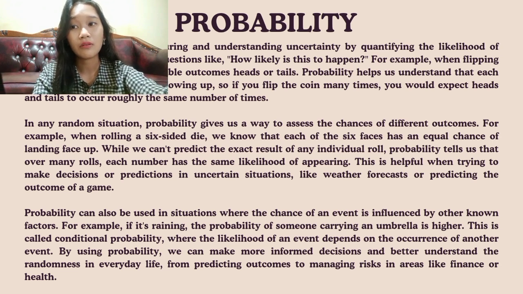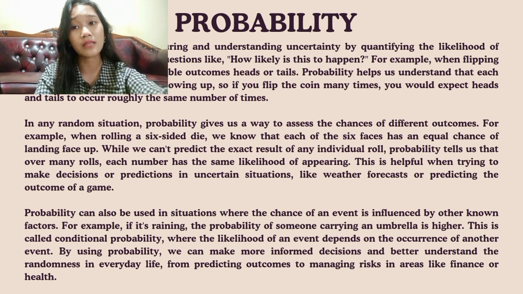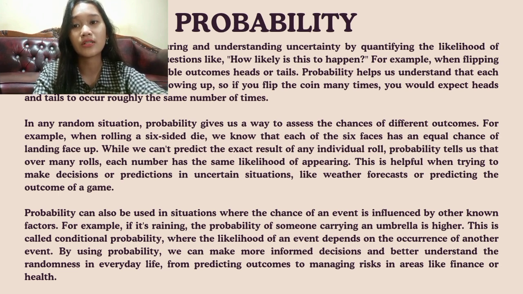For example, when flipping a fair coin, there are two possible outcomes, heads or tails. Probability helps us understand that each side has an equal chance of showing up. So if you flip the coin many times, you would expect heads or tails to occur roughly the same number of times. In any random situation, probability gives us a way to assess the chance of different outcomes.